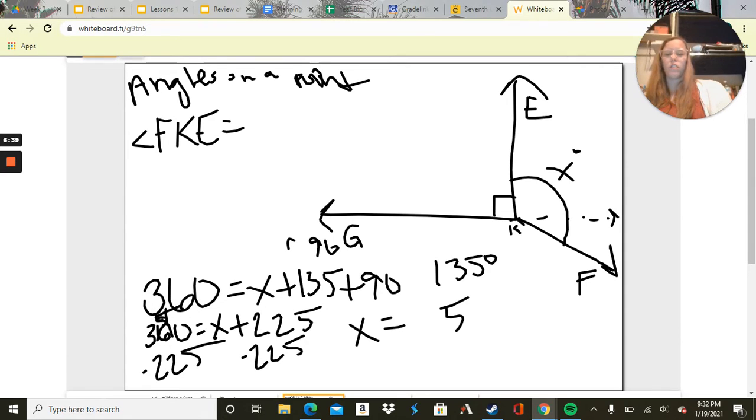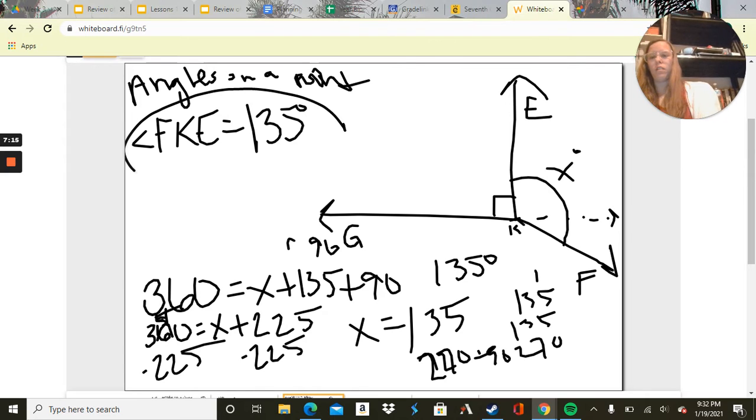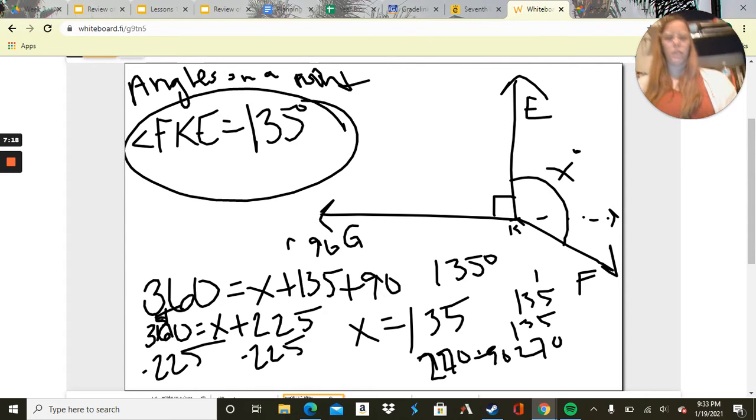So x is going to equal 135. Oops, that should be a 5. 10 minus 5 is 5, 5 minus 2 is 3. 135. That looks like it could be a 135 angle. So we could add them all back together. 135 plus 135 is 270, plus 90 is 360. So FKE equals 135.